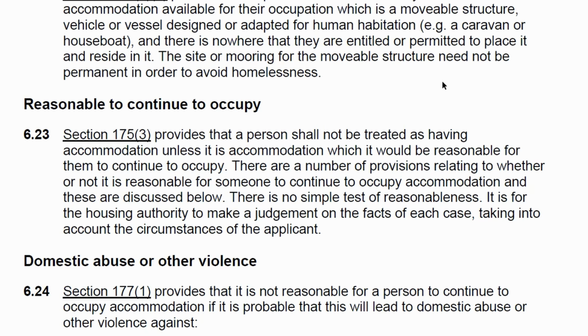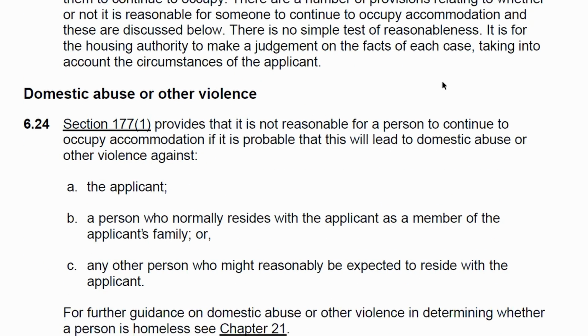There is no simple test of reasonableness. It is for the housing authority to make a judgment on the facts of each case, taking into account the circumstances of the applicant. Domestic abuse or other violence. 6.24.